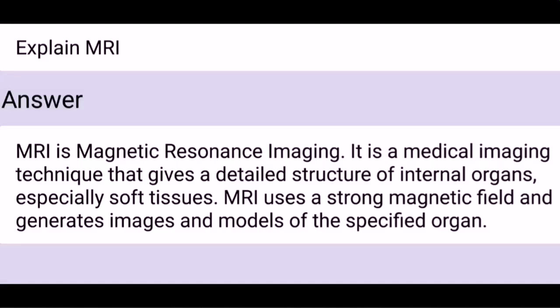Explain MRI. MRI is magnetic resonance imaging. It is a medical imaging technique that gives a detailed structure of internal organs, especially soft tissues. MRI uses a strong magnetic field and generates images and models of a specified organ.